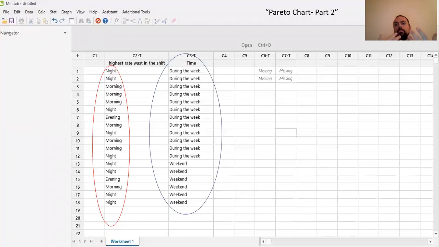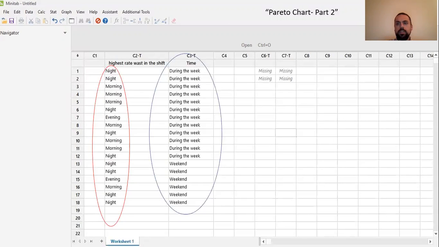Imagine I have a company that works in 3 shifts during the week and weekend. I'm so curious to know in which shift I have the highest rate of waste. So I ask my manager or supervisor of the production line to give me some information, day per day. For instance, in each day, in which shift we have the highest rate of waste.